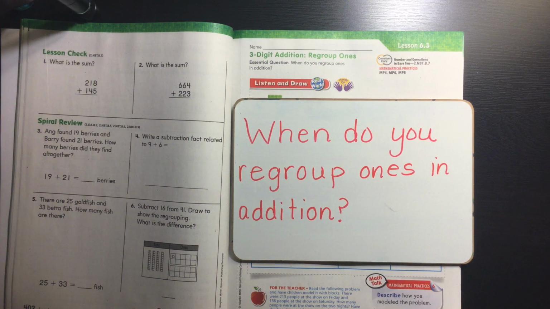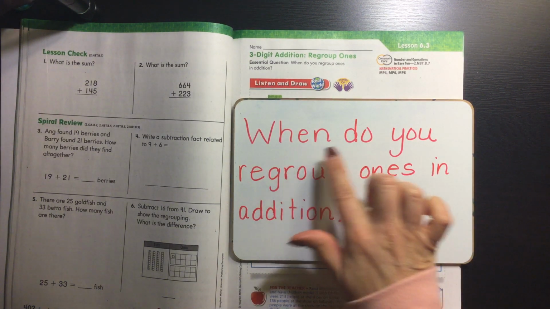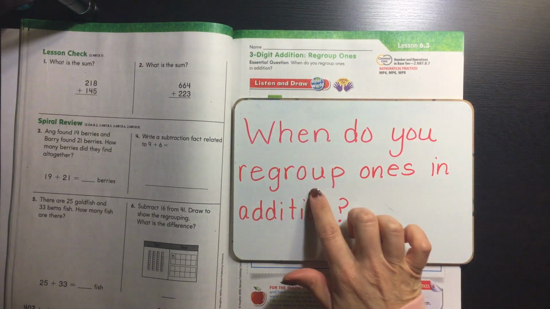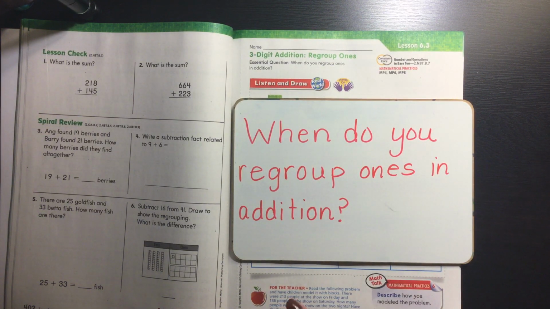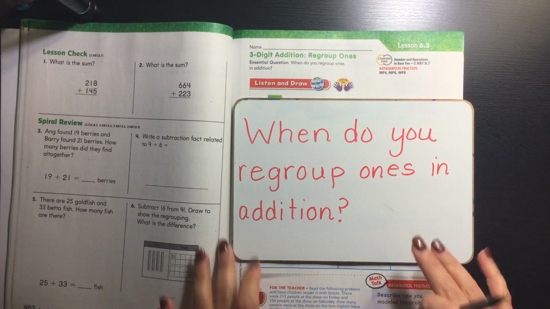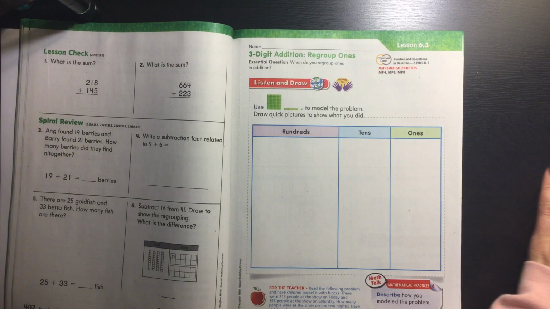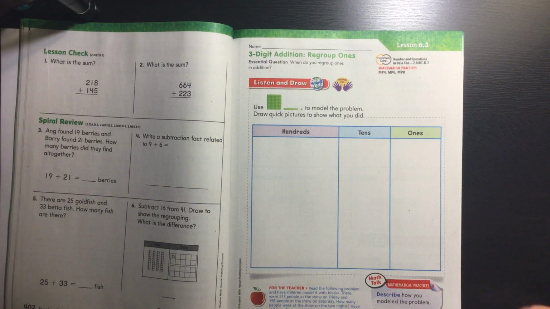In this lesson, lesson 6.3, our essential question is, repeat after me, when do you regroup ones in addition? So we have learned when we regroup ones when we are adding two-digit numbers. Now we're adding three-digit numbers, and we are going to decide when we regroup ones in adding three-digit numbers.